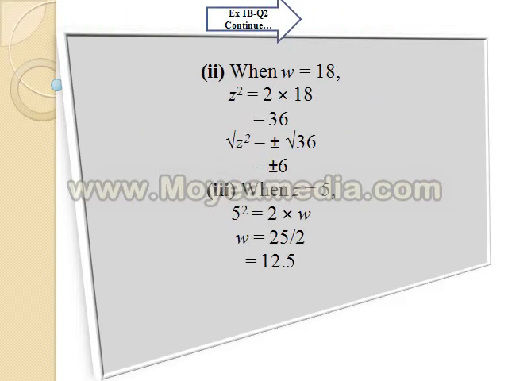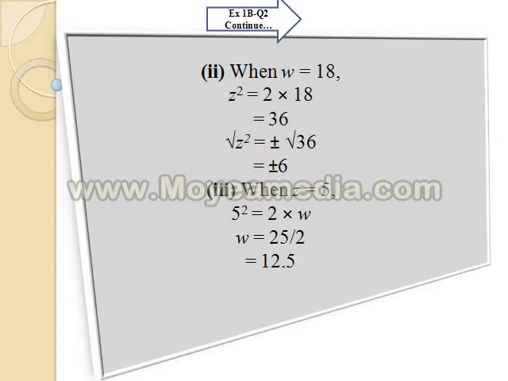And here's the second and third one. In the second part, w is given as 18, and we have to find the value of z. So I just replace this w with 18 in that relationship. So we got 36, and taking the square root of both sides because we need z, not z square, z is going to be equal to 6, plus minus 6, remember. When you take a square root, it always comes out to be two possible values, plus and minus.